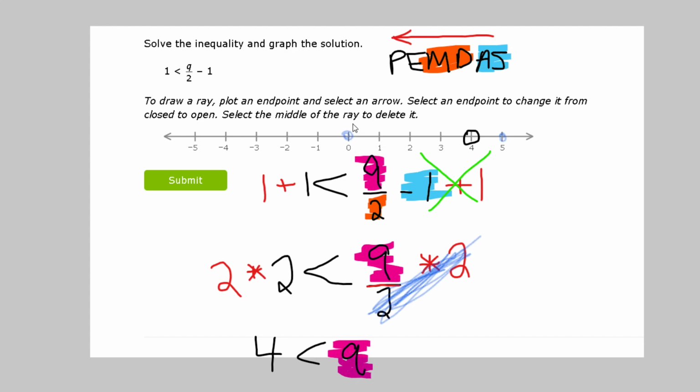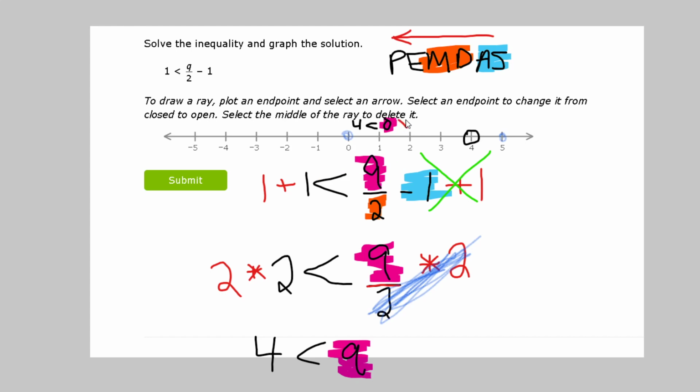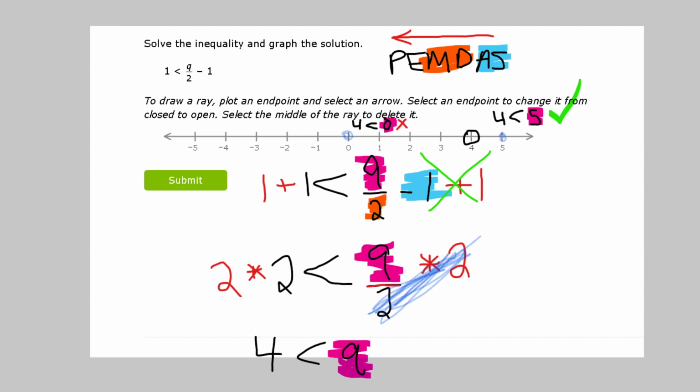So let's see, is 4 less than 0? And we're plugging in 0 for q. 4 is not less than 0. So that won't work. Let's try the right side. Well, let's plug in 5 for q. Let's test this point out. 5 is bigger than 4, so that works.